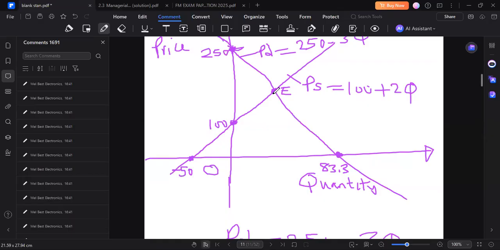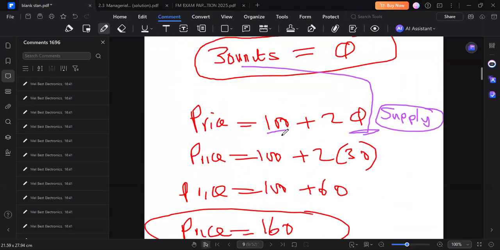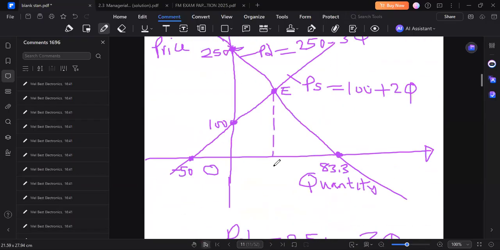If we drop here, what was our quantity at equilibrium? Quantity at equilibrium, so you drop here. What was our equilibrium quantity? Quantity at equilibrium was 30 units, right? So this point is 30 units. Then the price at equilibrium here was equal to 160.